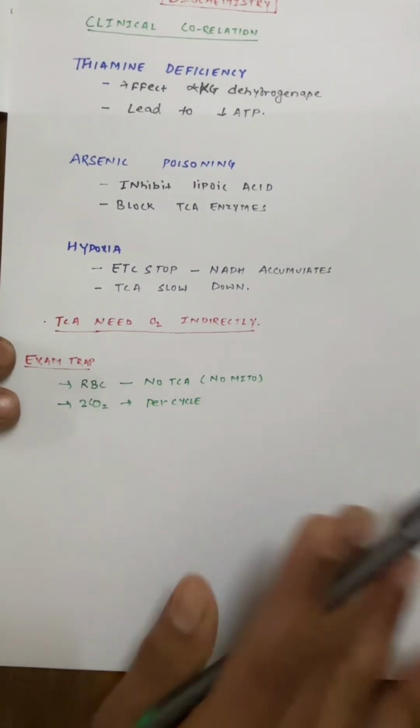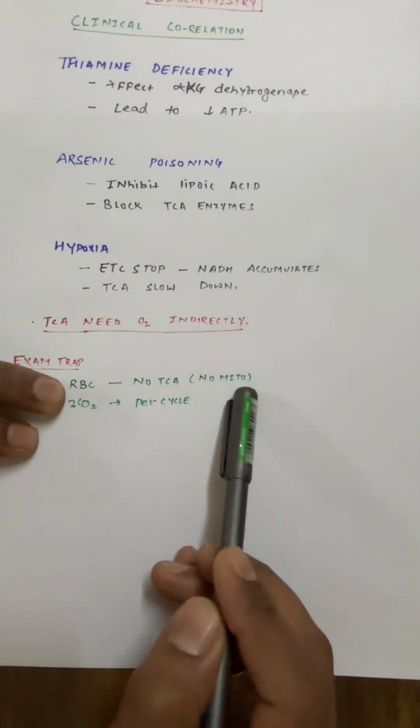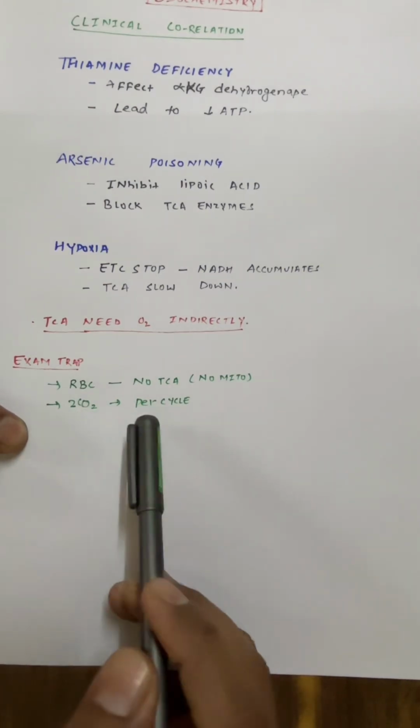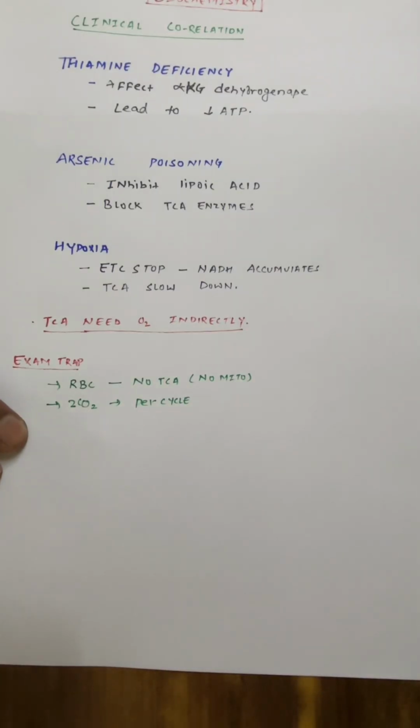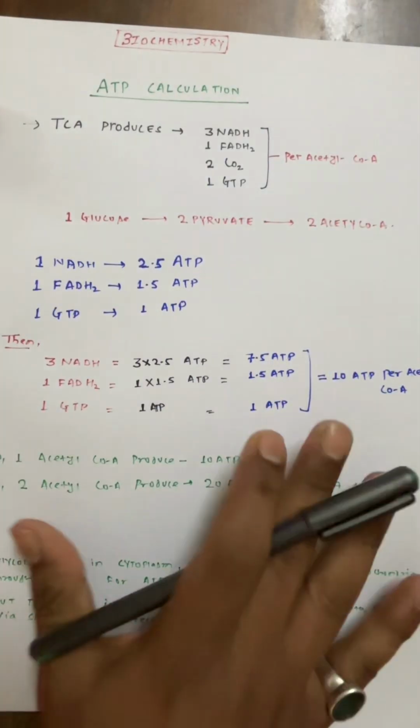So where is the exam trap? The exam trap is that in RBC there will be no TCA. Why? Because there is no mitochondria. And 2 carbon dioxide are released per cycle. Now we'll talk about ATP. This is an important part, so just focus.